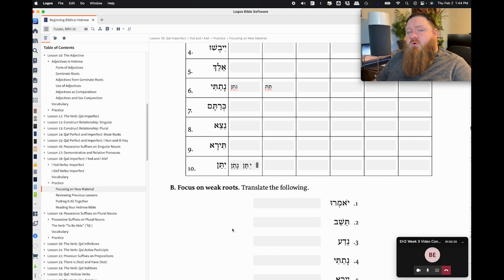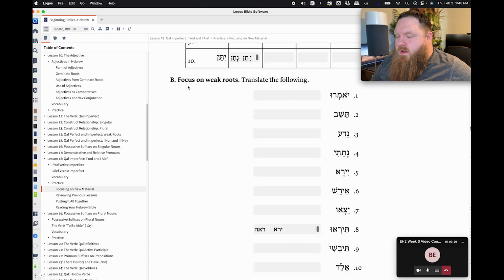So you're going to come across words that you haven't seen before, and knowing these morphological rules of what happens to the letters and everything are helpful in those situations. But sometimes it's easiest to just memorize forms, and I would say that natan is one of those examples. All right, focus on weak roots.